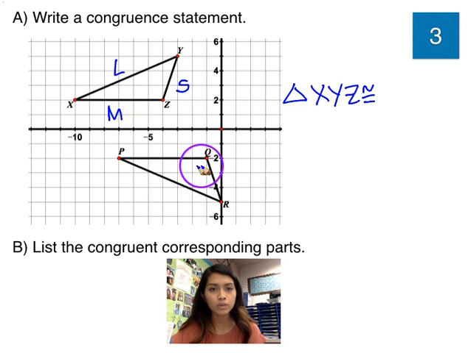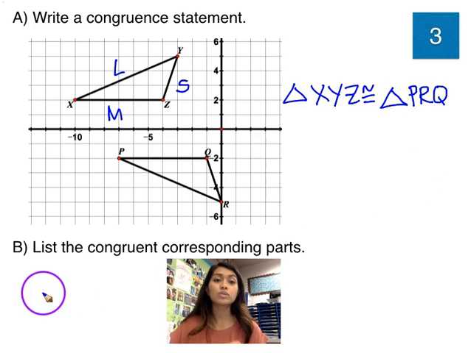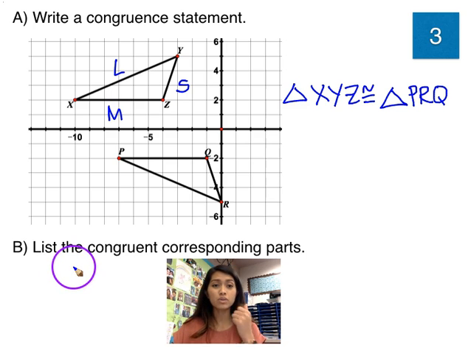So I need to find the same order here. Longest side, shortest side, medium side. So it's going to be PRQ. So triangle PRQ. Voila. Now I'm supposed to list all corresponding parts. So that means all congruent angles and all congruent sides.